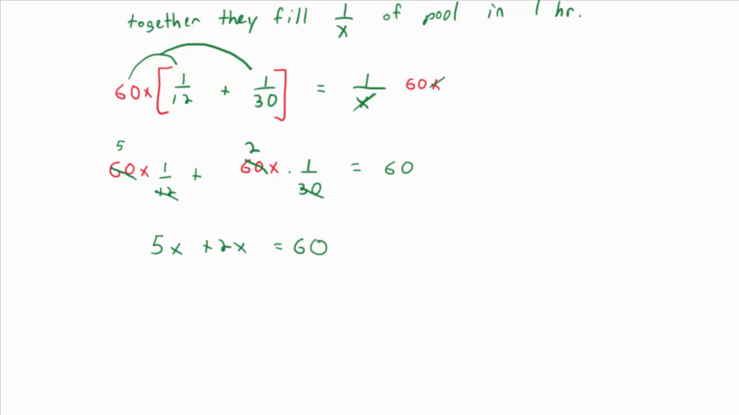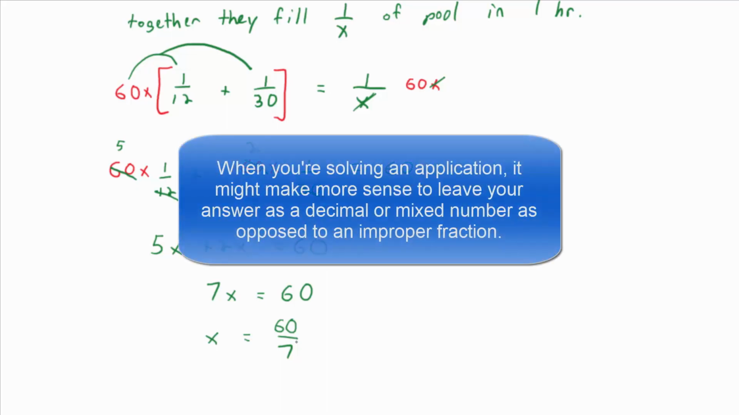So now it's a reasonably easy equation to solve. Okay, so 5x plus 2x is 7x. 7x equals 60, so x equals, yeah, divide both sides by 7. Okay, but wait a minute. This is one of those times where, if you're just doing math, leave it as an improper fraction. But if you're trying to get an answer, I don't think an improper fraction is good. Maybe a decimal or a mixed numeral.